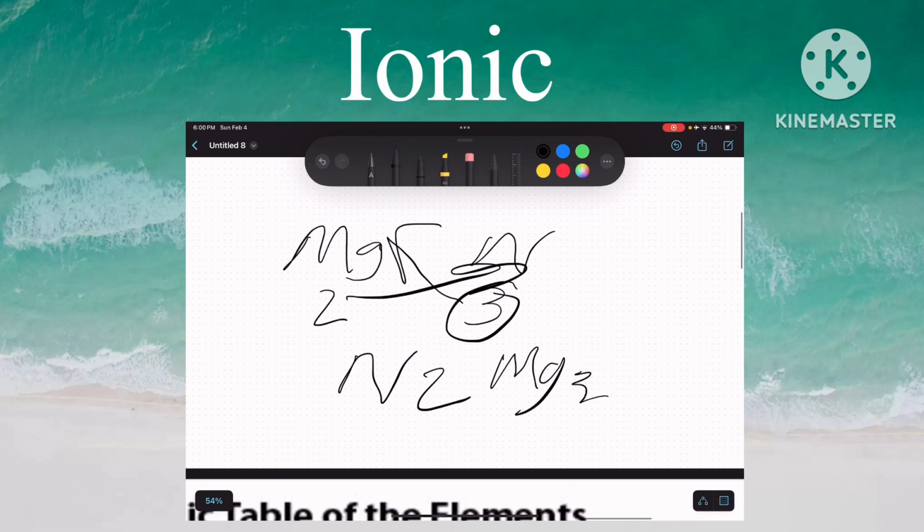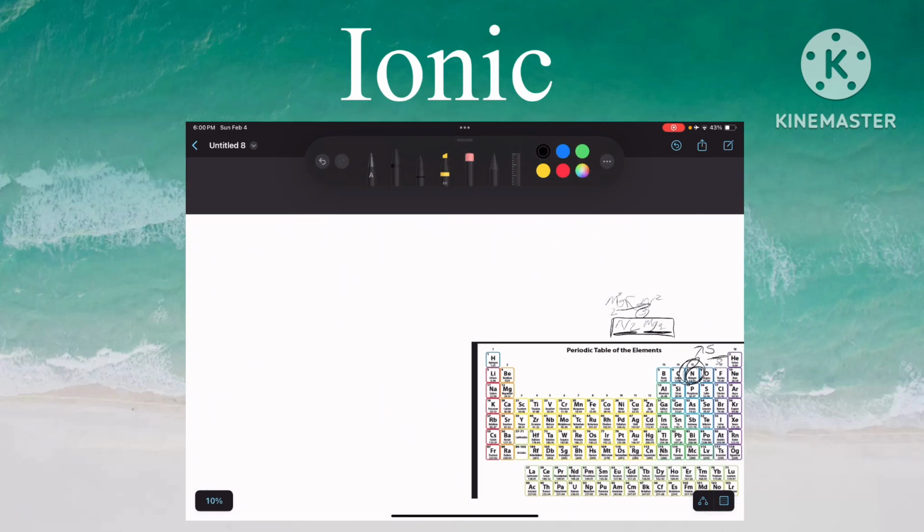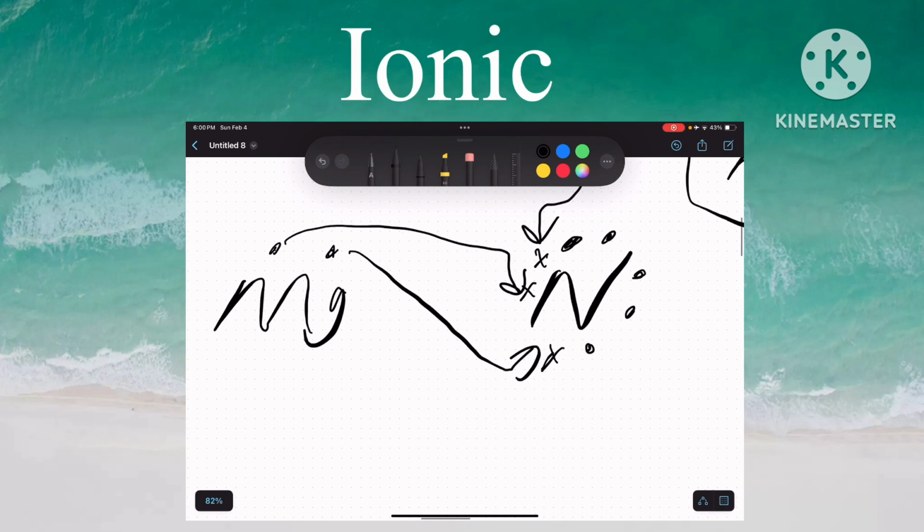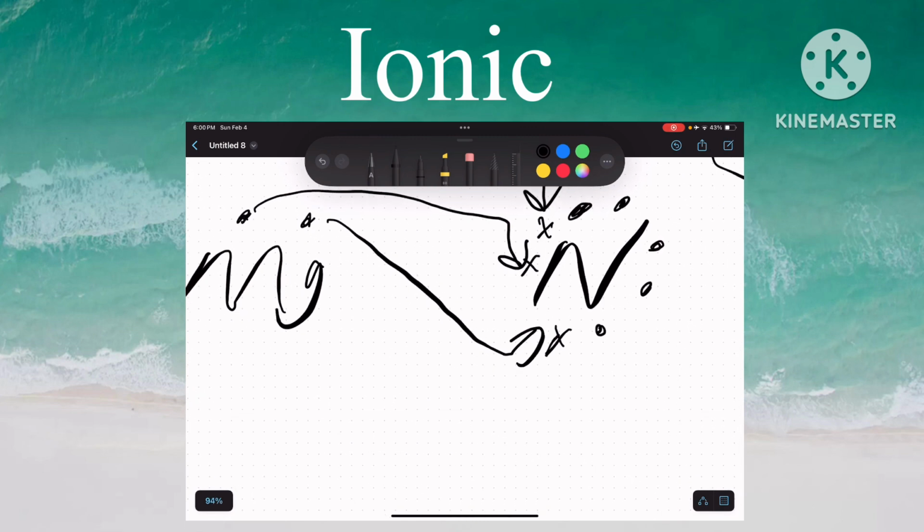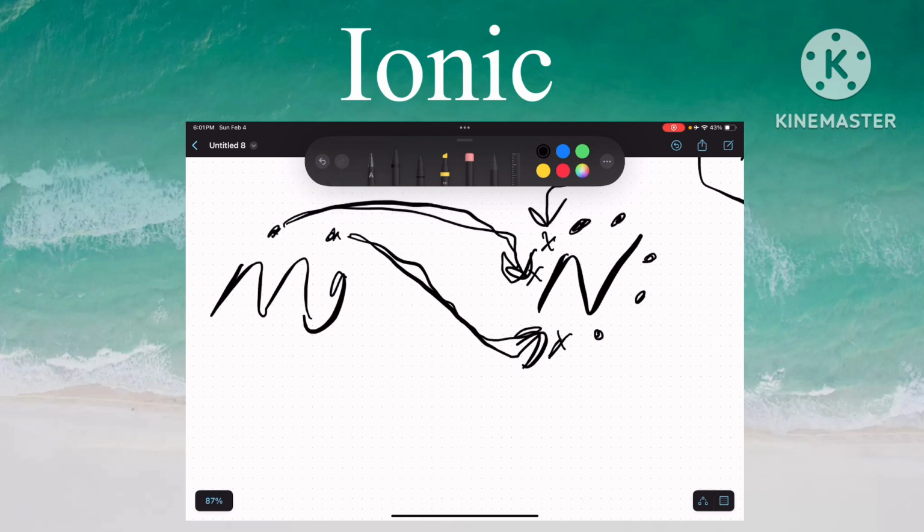When you put it right here, N needs to gain 3, so the 3 would go over here, and Mg needs to lose 2, so the 2 would go over here. So this is what the formula would look like. Now, let's start. Mg has 2 electrons on its last level, and N has 1, 2, 3, 4, 5 on its last level. Now N needs to get to capacity, and Mg gives its 2 over to N, but there's still an extra one left.